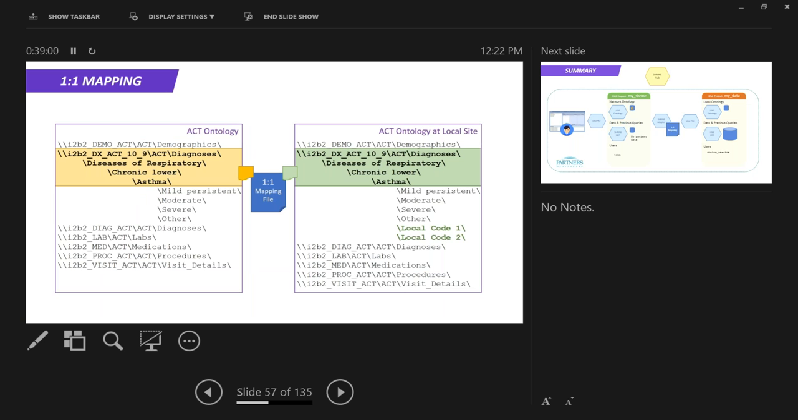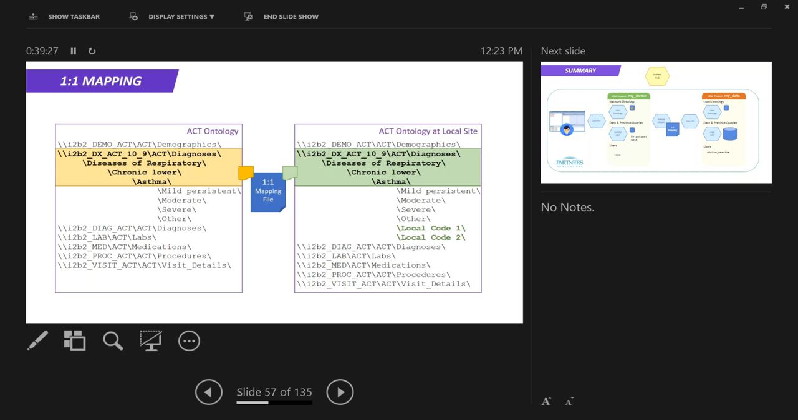So the one-to-one mapping is important because for your Shrine instance, for your Shrine project, you'll have this ACT ontology loaded. And you don't actually make any modifications to this ontology. But when your ACT ontology is at your local site, you might want to put other things, and this is just one of the ETL strategies you can use at your site.